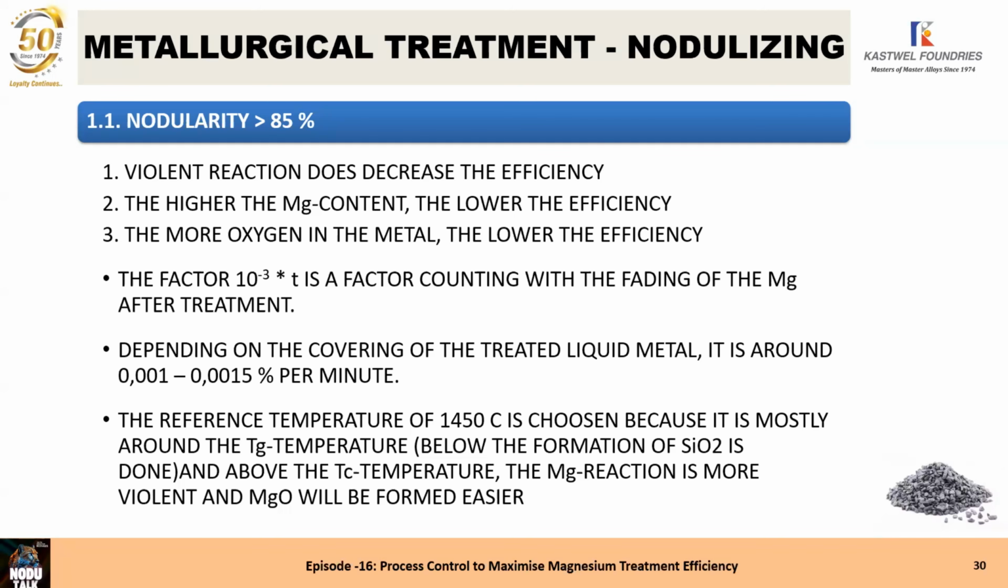The reference temperature of 1450 is chosen because it is mostly around the temperature below which the formation of SiO2 is done. And above that temperature, the magnesium reaction is more or less violent and magnesium oxide will be formed easier. So we have to ensure that our temperature is very well controlled and measured every treatment. It's not okay just to have the treatment temperature but not measure it to control it. This is one of the most important process parameters for the magnesium treatment.